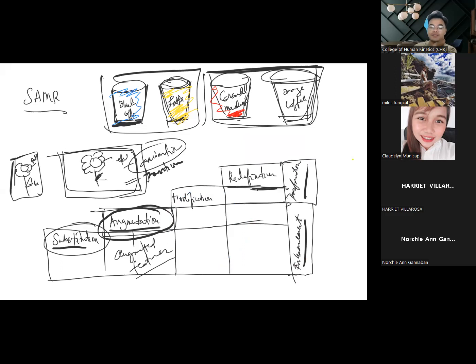Now let's proceed to modification. Okay, so modification, people, is higher level. In fact, there is no clear distinguishing factor between this modification and redefinition. However, redefinition is a higher level. It's very clear that it's higher level, because when I talk about redefinition, you are already doing something that seems to be impossible before.